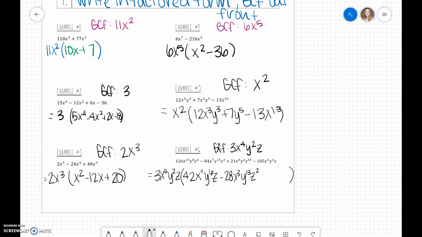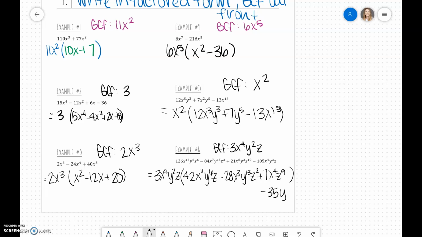I'm going to run out of room here. The next term I'll end up with a positive 7x to the 4th, z to the 9th. And then my last one, since we pulled out all of the x's, we will have 1 y left over. Coefficient is left with a 35. And then we pulled out the only z.